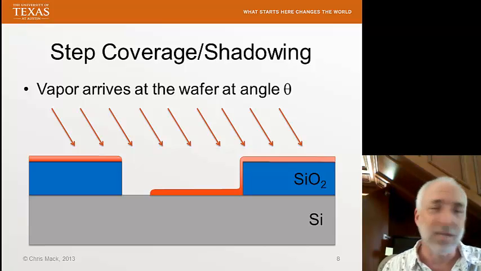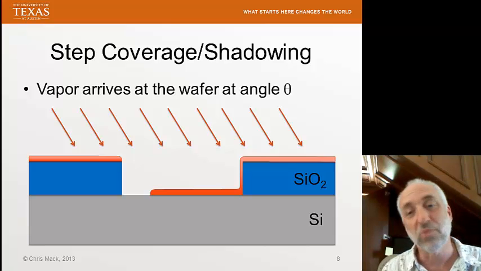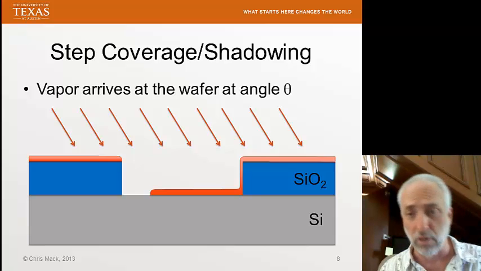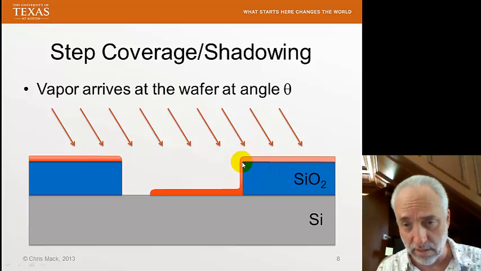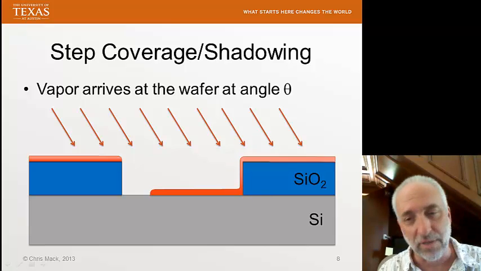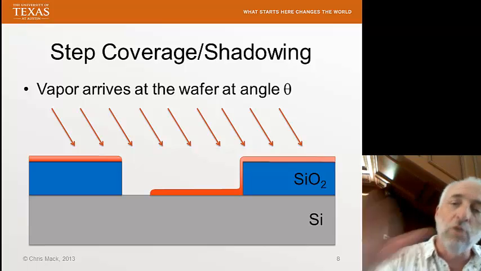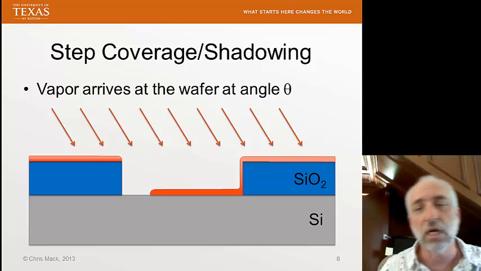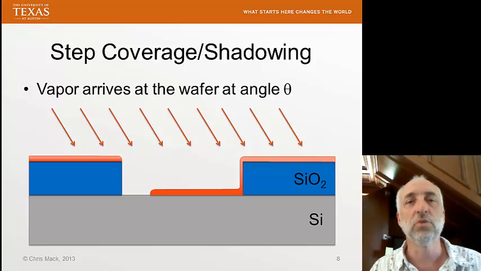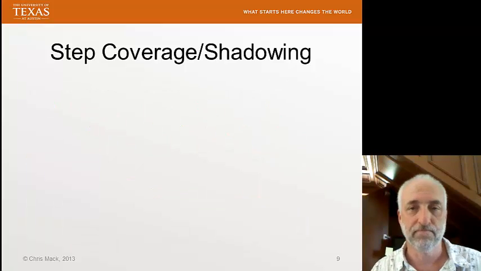Sometimes having poor step coverage is what you want. There are some processes called liftoff processes, for example, where I don't want to coat the sidewalls of, say, the silicon dioxide. But most of the time, what we do want is good step coverage. We want our film to go over the step and be a consistent thickness as it goes over that step. So what can we do to improve the step coverage?